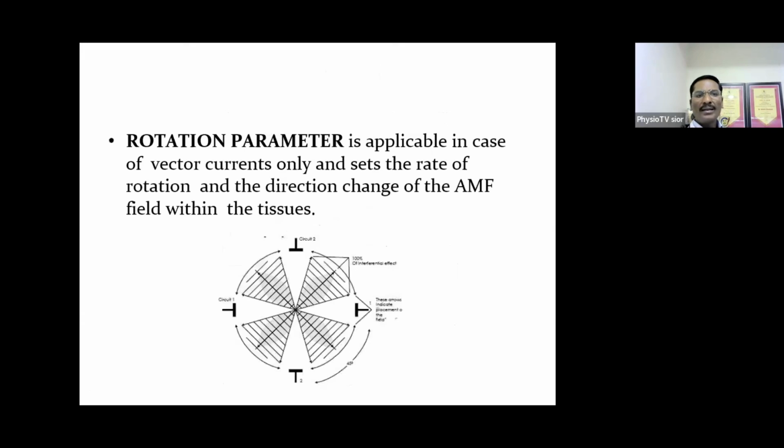Now there is one more parameter which is called the rotation parameter. This rotation parameter is applicable in the case of vector currents, that means whenever you are keeping the machine in vector mode rather than 2-pole and 4-pole. When you keep the machine in vector mode, there is a rotation parameter available in which you can set either clockwise or anti-clockwise rotation.